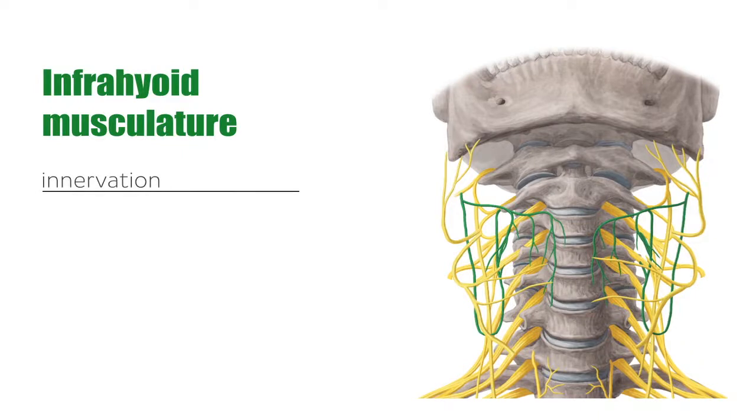We are now ready to talk about the innervation of the infrahyoid muscles. Now, all four infrahyoid muscles are innervated by the deep ansa cervicalis, which arises from the cervical plexus. And we see here the ansa cervicalis highlighted in green.